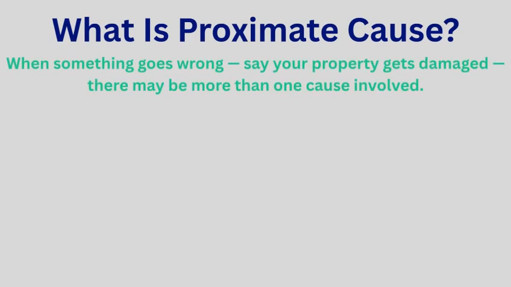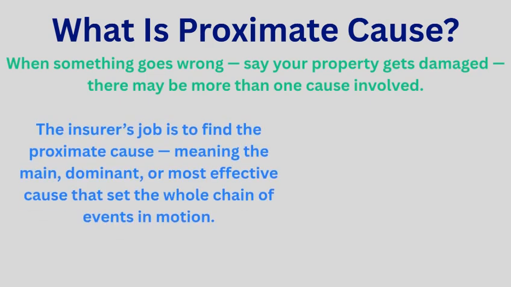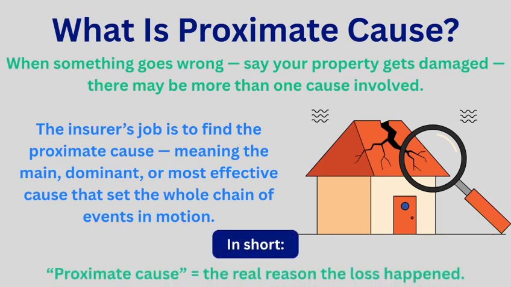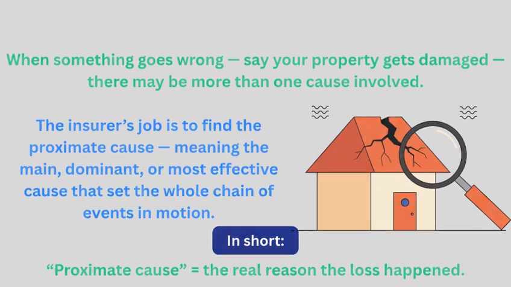When something goes wrong, say your property gets damaged, there may be more than one cause involved. The insurer's job is to find the proximate cause, meaning the main, dominant, or most effective cause that set the whole chain of events in motion. In short, proximate cause, the real reason the loss happened. Once that main cause is identified, the insurers check if that cause is covered or excluded under your policy.